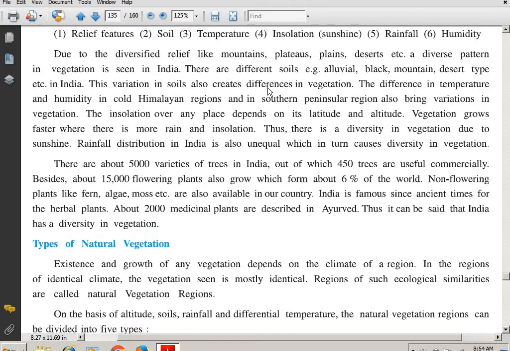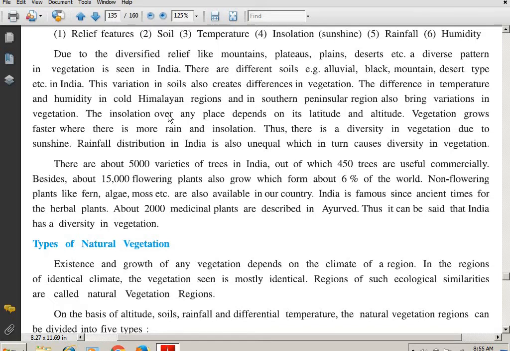It also has an importance for the vegetation to grow in variation. This variation in soils also creates differences in vegetation. The difference in temperature and humidity in cold Himalayan regions and in southern peninsular region also bring variations in vegetation. Students, of course you know the types of trees you get to see in the Himalayas are different than the type of trees you get to see in the peninsular plateau. Isn't it, students? The temperature varies, and so therefore the vegetation also varies.